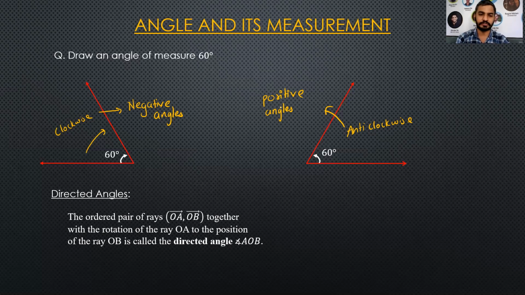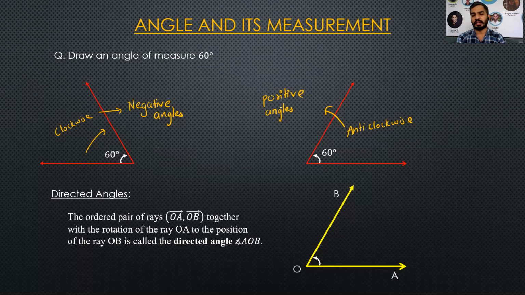After this we'll come to what is initial ray and terminal ray. If I draw two rays which make an angle in anti-clockwise direction, angle AOB, ray OA is called the initial arm, ray OB is called the terminal arm, and the angle theta formed here is called the directed angle. I hope everyone understood what I'm trying to tell.